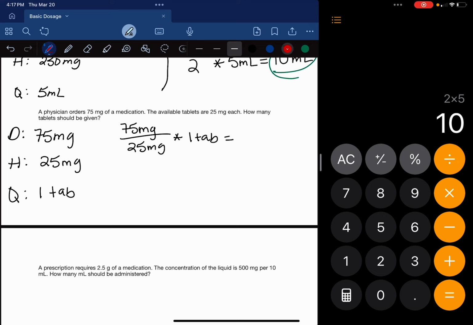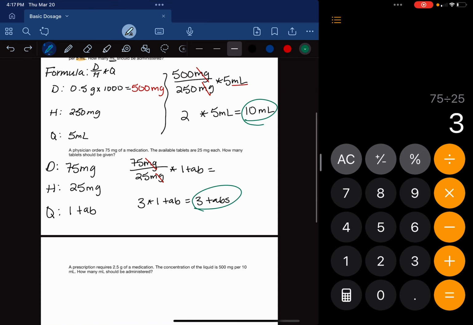So we're going to cross out the milligrams because we don't need it. So what is 75 divided by 25? We know that's 3. So 3 times 1 tab equals 3 tabs or tablets. So our answer is 3 tabs.